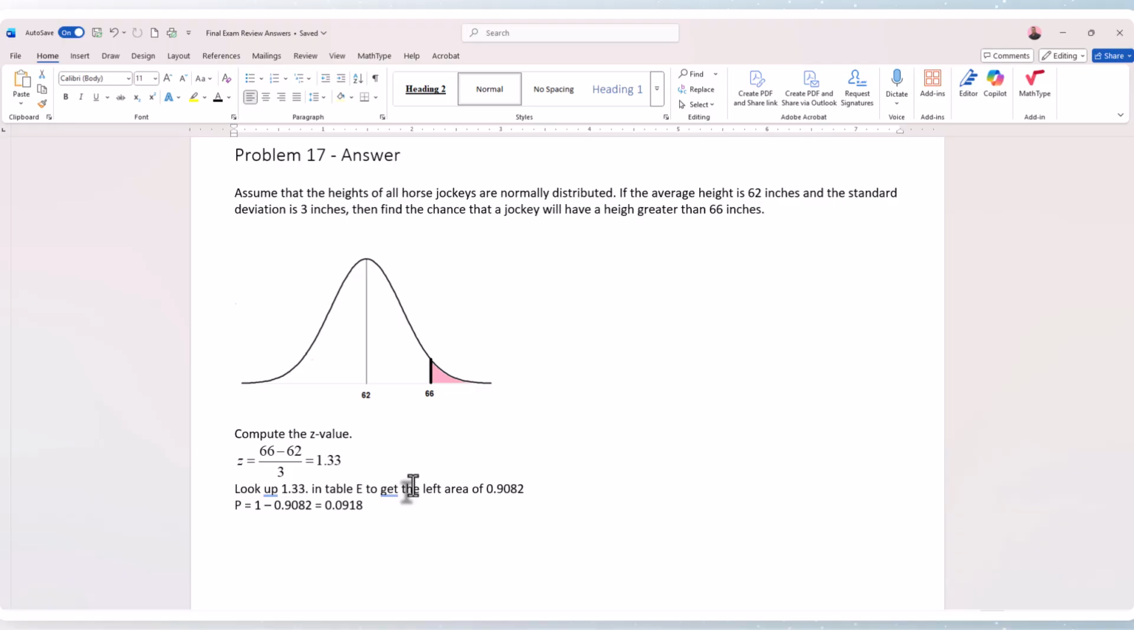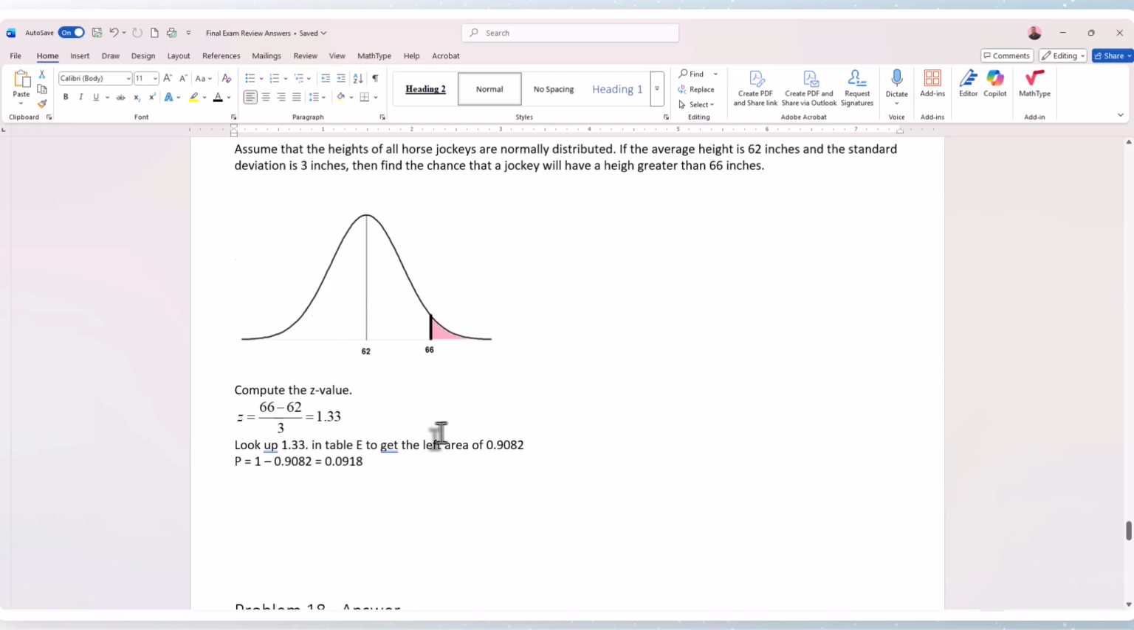Assume that the heights of all horse jockeys are normally distributed. If the average height is 62 inches and the standard deviation is 3 inches, find the chance that a jockey will have a height greater than 66 inches. So we have a normal distribution. The mean is 62. We're looking for the height to be greater than 66. So we have to find this area. That represents the probability.